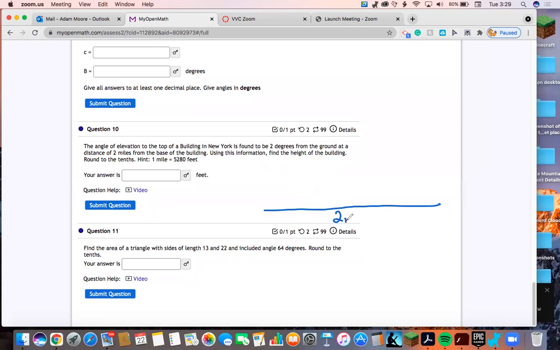I'm going to put 2 miles for now. And then we are looking at an angle of elevation, meaning if I were standing here on the ground, I would have to tilt my head up 2 degrees to be able to see the top of that building from a couple of miles away. Okay, now find the height of the building.